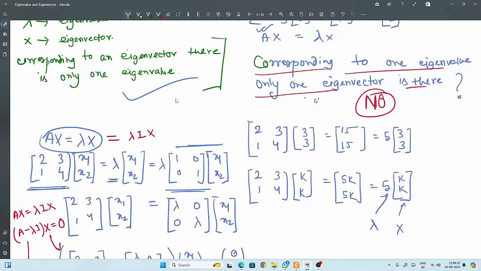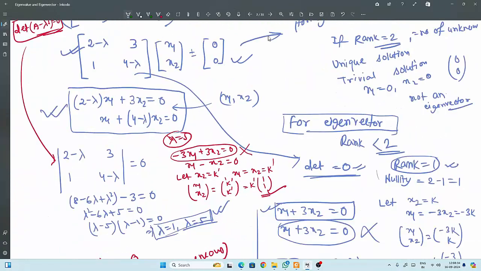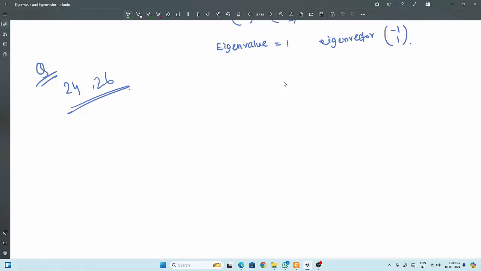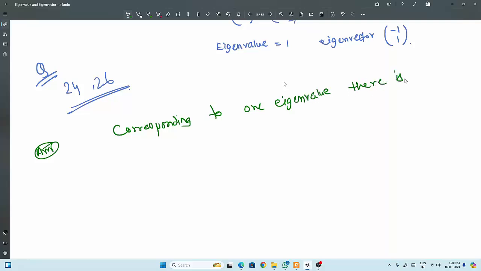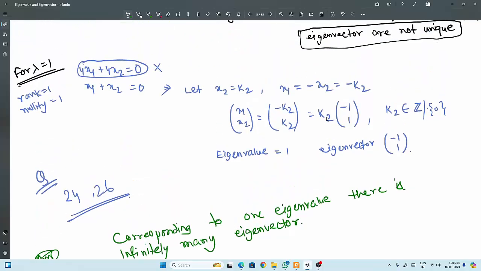This will also be taken as a no. So actually the answer I am giving at the end of the second page. The answer of the previous question will be: corresponding to one eigenvalue, there are infinitely many eigenvectors, and this can be easily seen from there, that any k2 multiple of minus 1, 1 is an eigenvector.